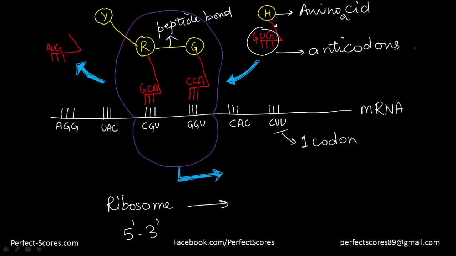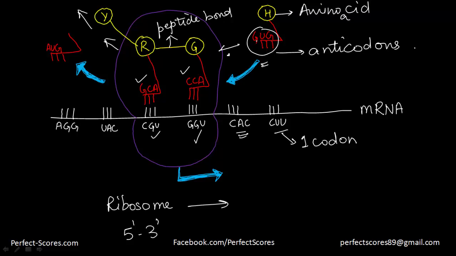So this amino acid is going to come here. This H is going to form a peptide bond with G, and this GUG will combine with CAC, like over here. So these will come here. Similarly, G will bond with this one. R is going to bond with this one, and the polypeptide chain will come out in this direction.